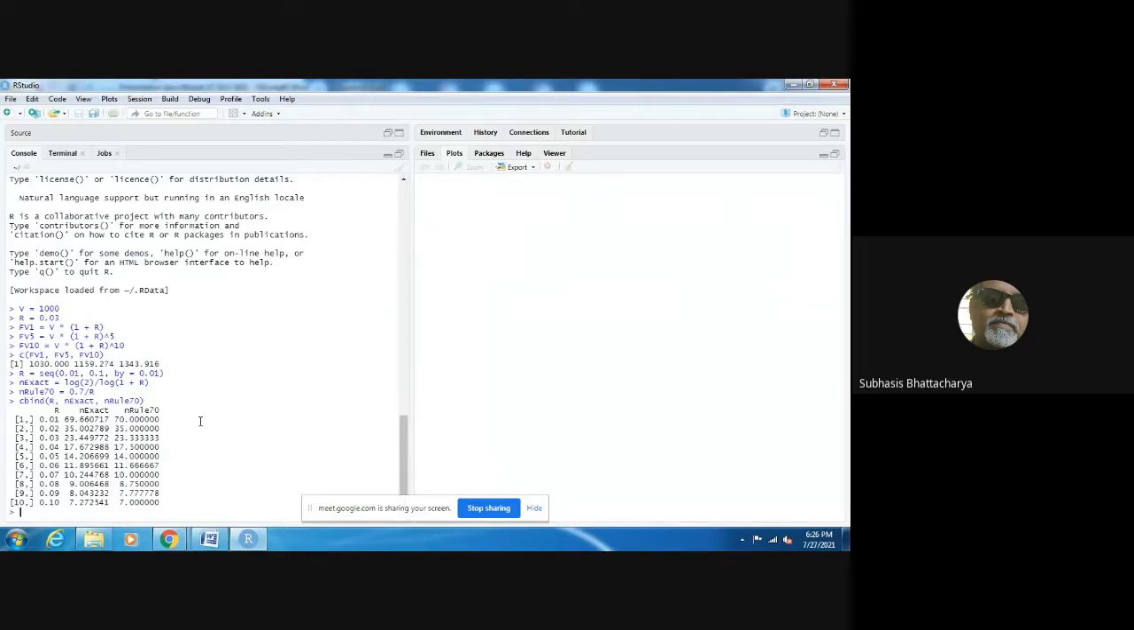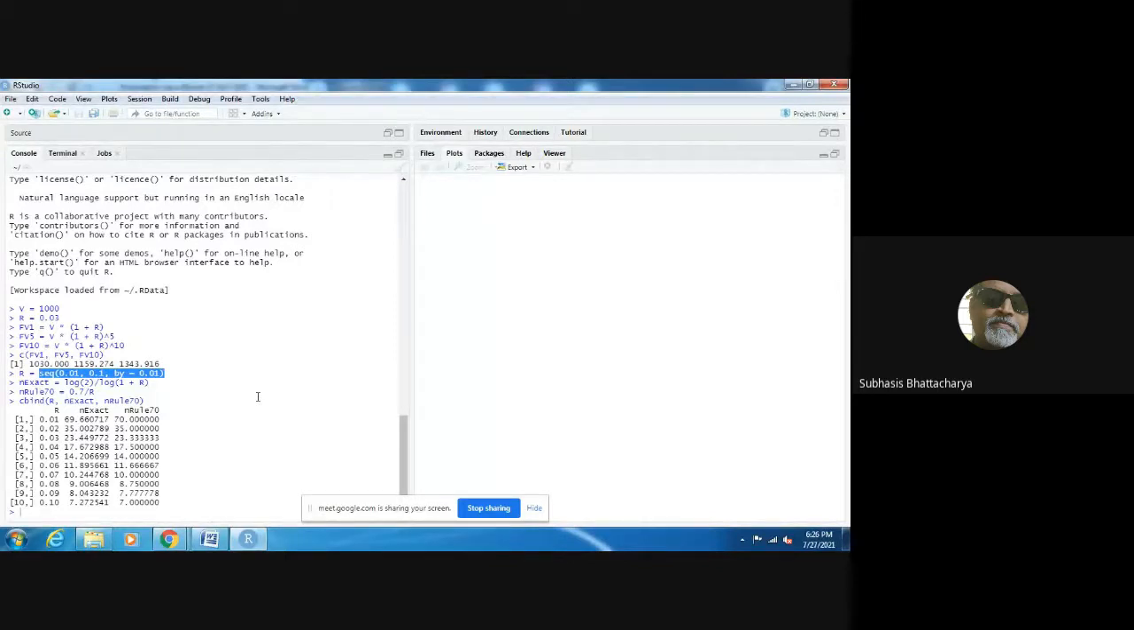So what is the code? The code is that we consider the sequence, starting from 0.1. That is, the rate of interest started from 0.1 and ended with 0.1, that means 10%. And what is the gap? The gap is 0.01. That means first 0.01, then 0.02, then this. Then I write the n exact, the form of the formula. That is log 2 by log of 1 plus r.